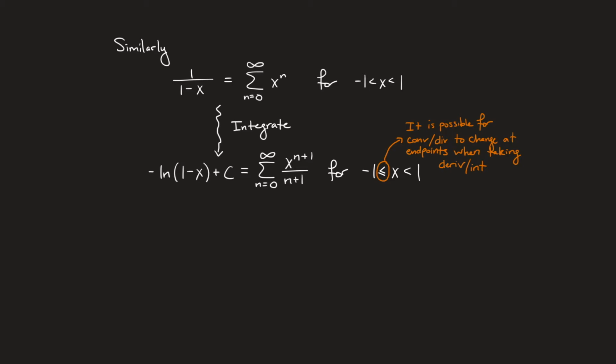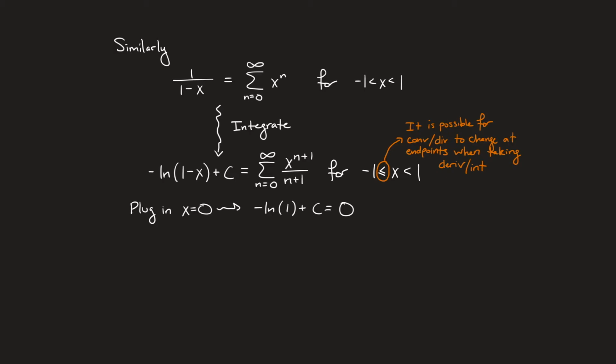So, we're almost done. The only thing we need to figure out is the value of c, and we do that the same way we always have, by plugging in a value for x. Technically, any value of x in the interval would work. However, we want to plug in x equals 0, since this will make all of the terms in the series vanish, and we can get an actual numerical value for c. When we plug in x equals 0, we get minus natural log of 1 plus c is equal to 0.